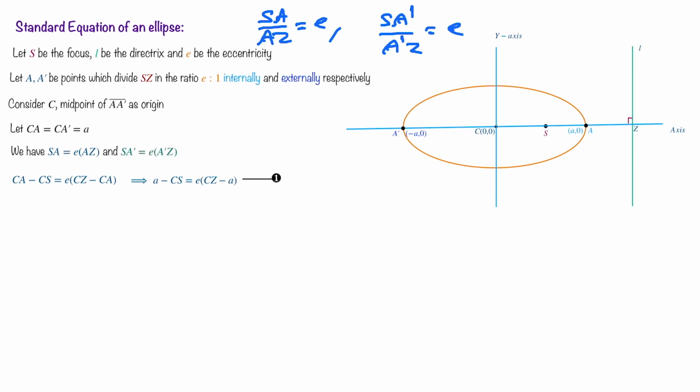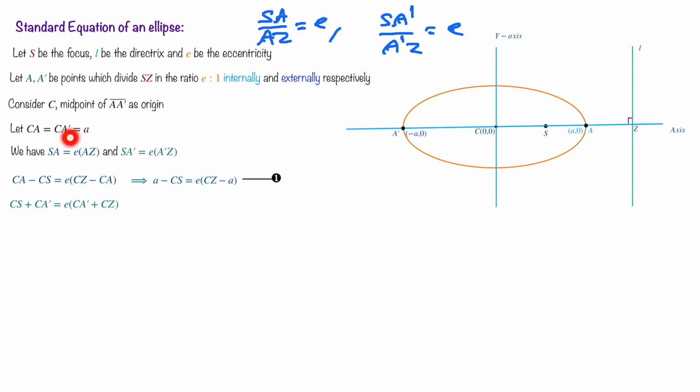And from this one, SA' equal to E times A'Z. SA' we can see as CS plus CA', right? That's why this SA' on the left hand side I'm replacing with CS plus CA'. Now on the right hand side, A'Z I'm writing as CA' plus CZ. So the left hand side SA' I'm writing as CS plus CA', and on the right hand side E times A'Z, this A'Z I'm replacing with CA' plus CZ.